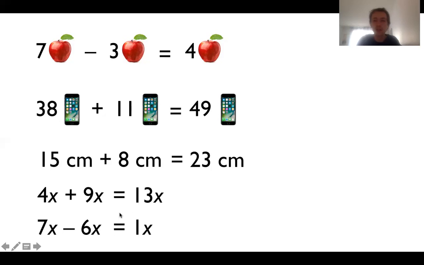And by the way, usually in algebra, we don't write the number 1. We would be more likely to just say x. You're not wrong if you say 1x. It's just that this also means 1x. And we'll probably use that a lot more.